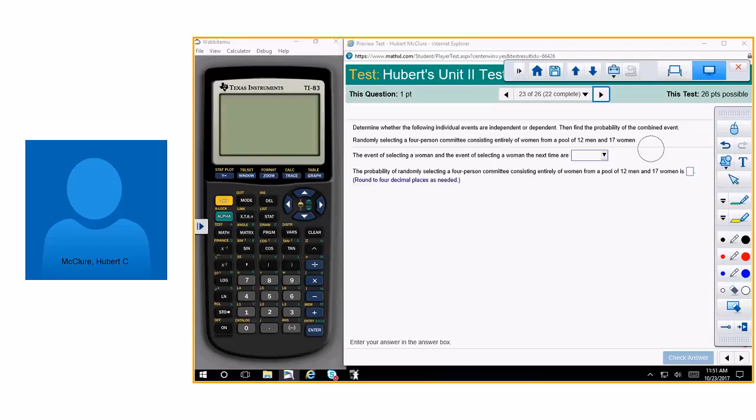Now, it doesn't say with or without replacement. How do you know it's without replacement? Votes and bodies are without replacement. Why? You can't vote twice and you can't be present twice. You see what I'm saying? So when they're not telling you here, it's going to be without replacement. So how many is 12 and 17? What's 12 plus 17? So 29 is your denominator.